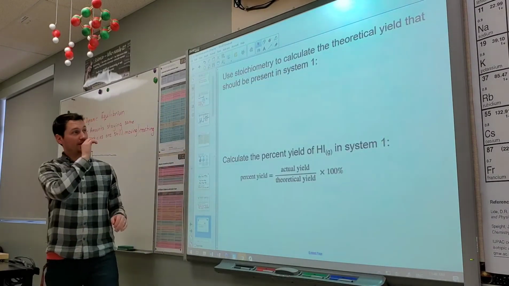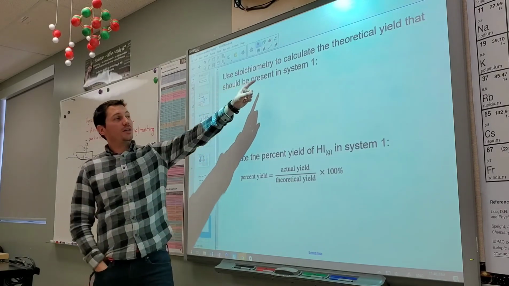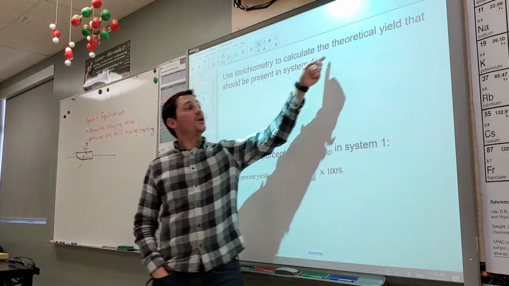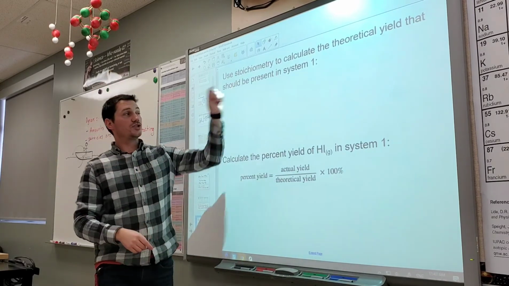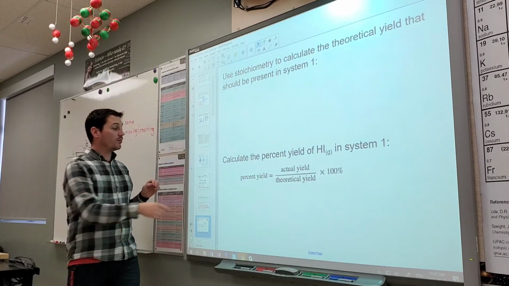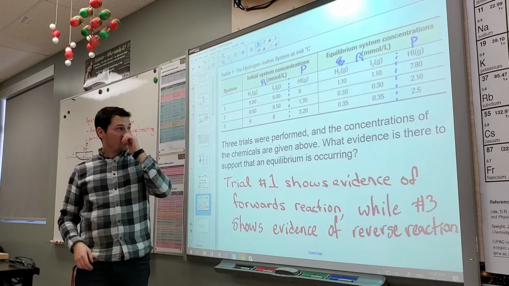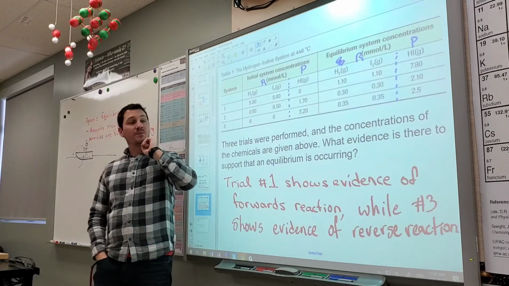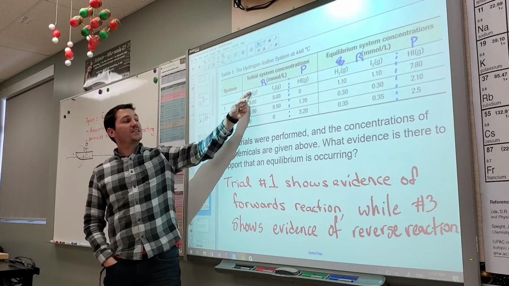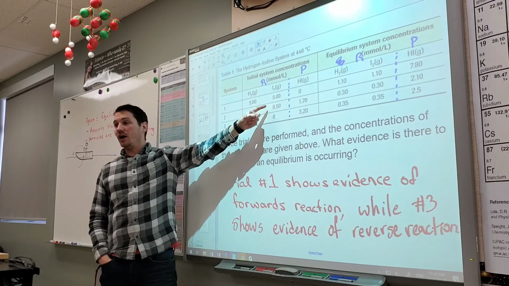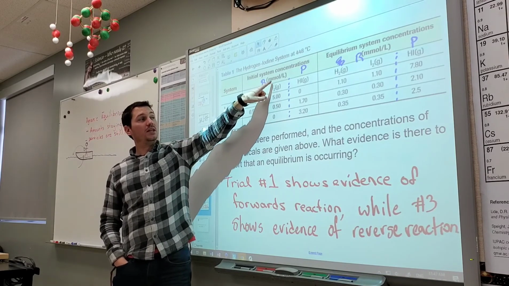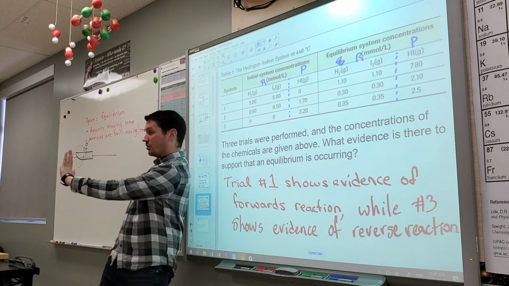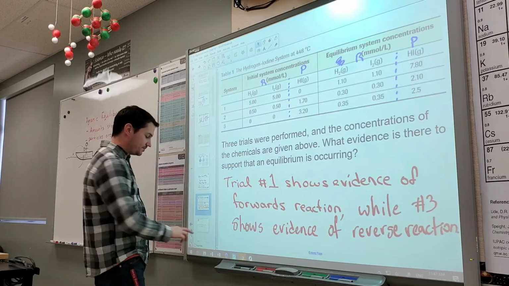It'll be okay. Let's use stoichiometry to calculate the theoretical yield, the amount that we should have gotten in system number 1, in trial number 1. So let's look at trial number 1. We start with the same amount of hydrogen and the same amount of iodine. What is this concentration? 5 what? Millimoles per liter. Okay, sure, no problem. 5 millimoles per liter.